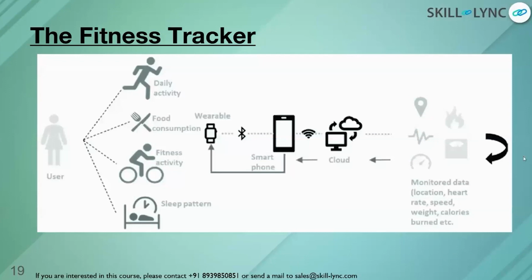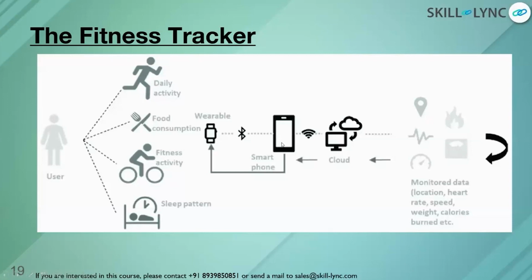So all this time we were talking about the process flow. The same comes again here. See the fitness tracker, your smart tracker, or some kind of socks you are wearing which will track your fitness, anything. So your user will be there. From the user, you will have sensors in that wearable device, which will be monitoring the daily activity, food consumption, fitness activity, and the sleep pattern via the smartwatch here. From the smartwatch, it is sent to the mobile phone via Bluetooth.